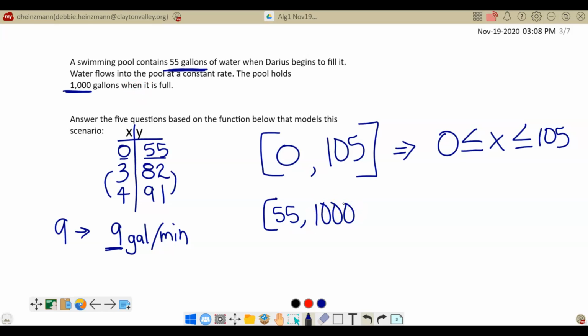And just like with the time, we are going to put another bracket because the pool is allowed to have 1,000 gallons in it. So to finish up with inequality notation, all of our y's are going to be in between 55 and 1,000. There you go.